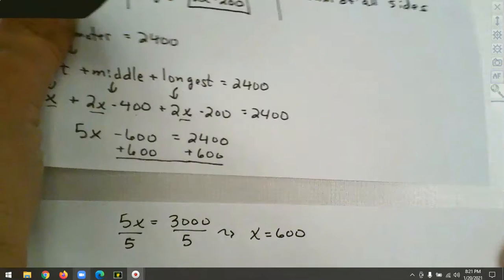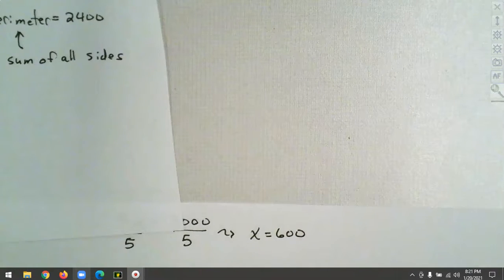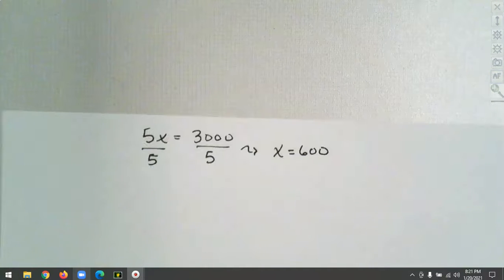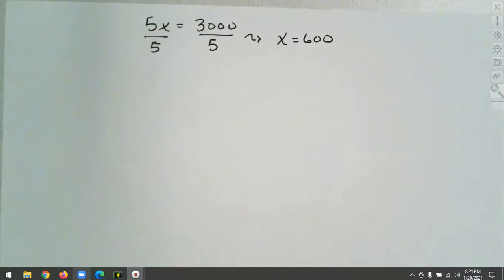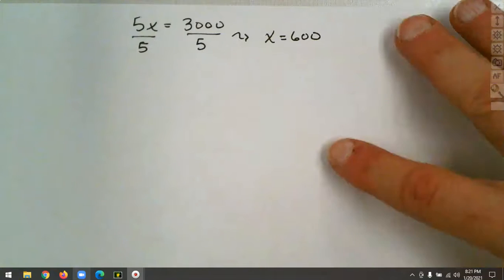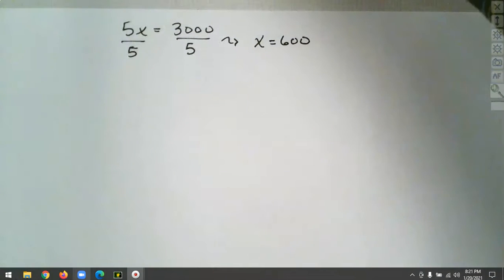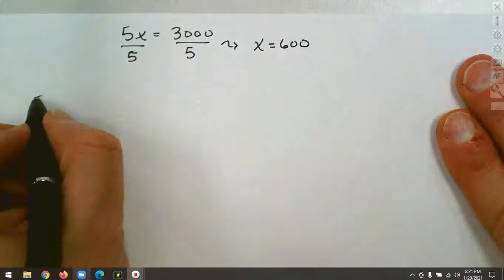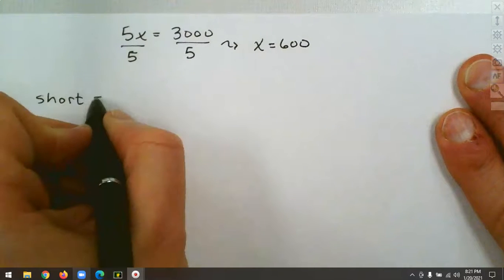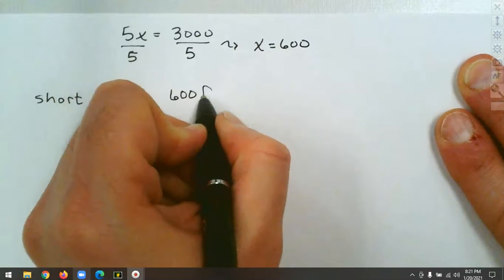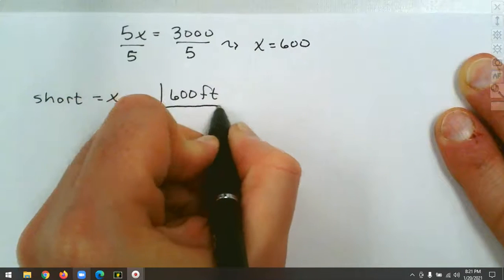Now we're not completely done yet because we need to make sure that we answer the question. And the question is, what are the lengths of all the sides? And we need to make sure we put our units on. So we've got our x. So let's go back up and see what we've got. If we go back up and look, we've got our short side, which was x. And we know x is 600. So that means the short side is going to be 600 feet.